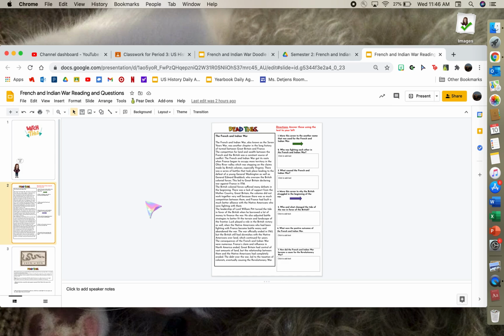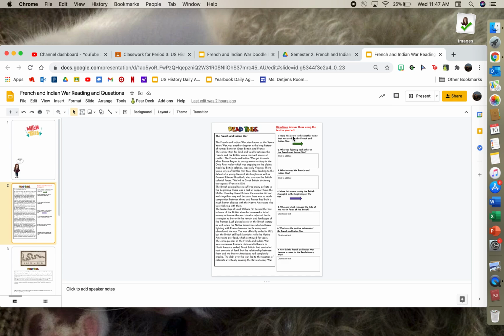So follow the directions if you want to know exactly how to do this and not get confused. For this slide, when it says read this, it just means all you have to do is read what's on this side. And then you're going to do your writing on this side. So it says directions, answer these using your text to your left. So you have your text, then you have your questions.